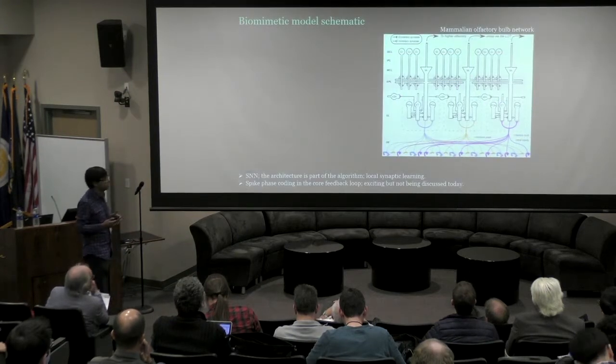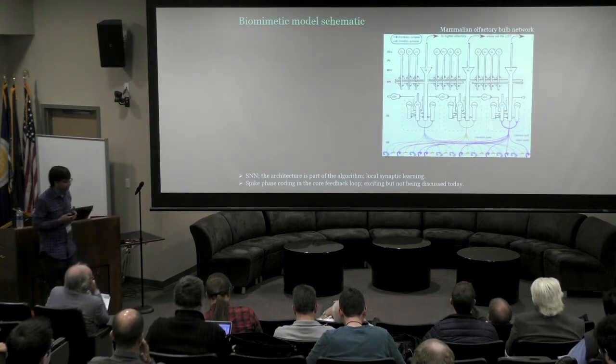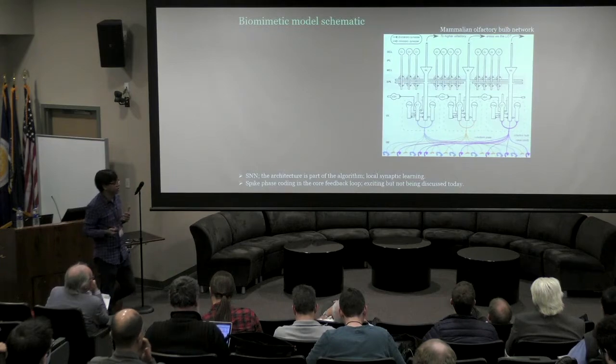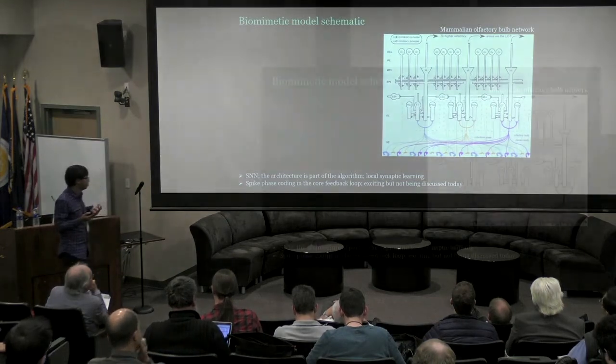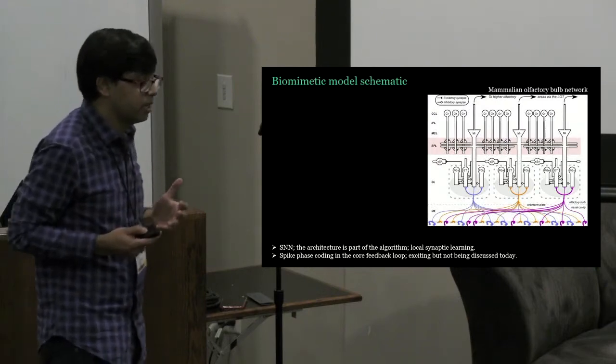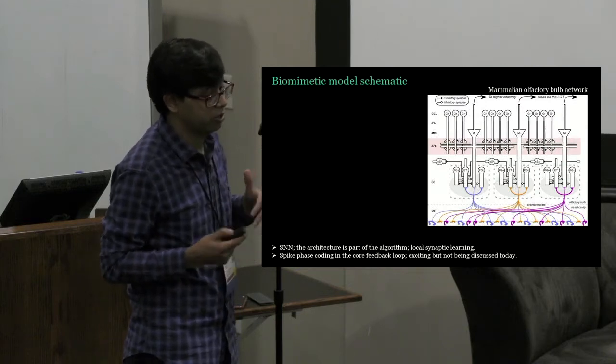Now, the algorithm is inspired by the mammalian olfactory bulb. It's an attractor network, and it's a multi-layer network, but each of the layers has different computations towards different goals. It's a spiking network. The architecture is part of the algorithm. It uses local synaptic rules, so you should expect less model compression effort. And in fact, we do have a version of this model on Loihi.